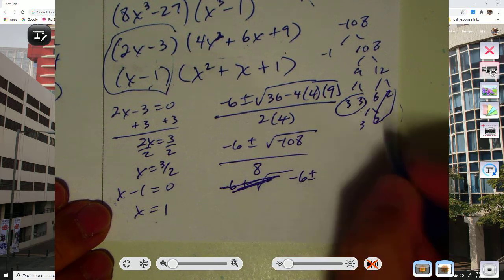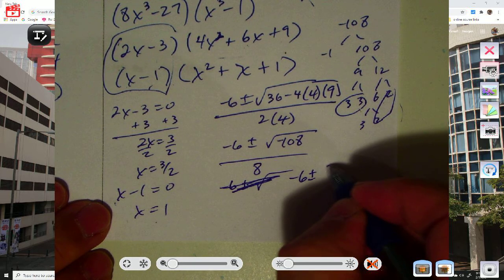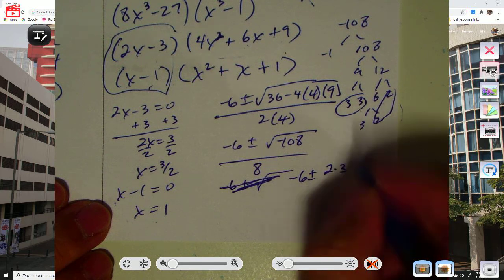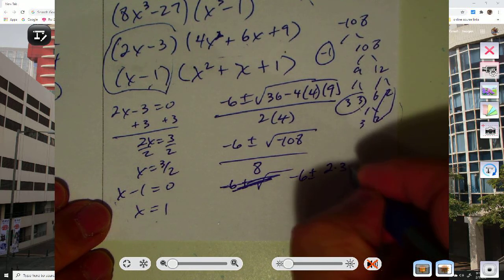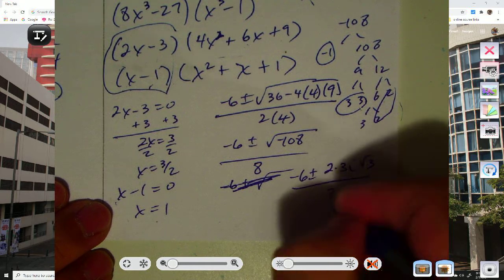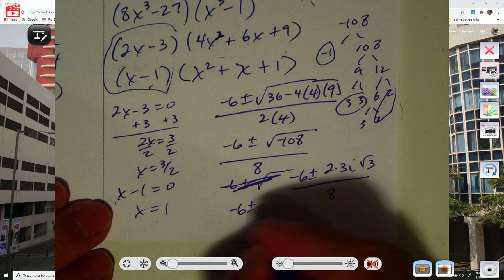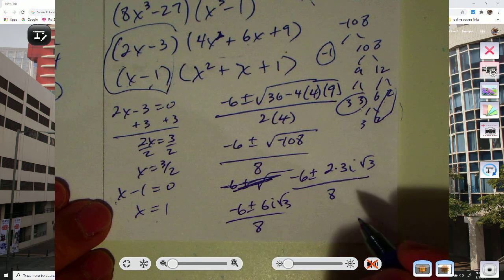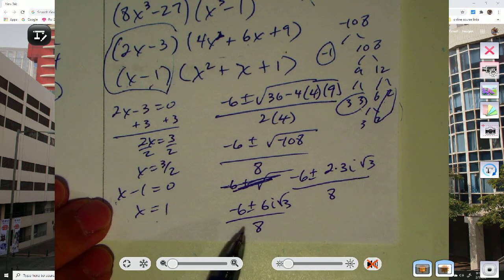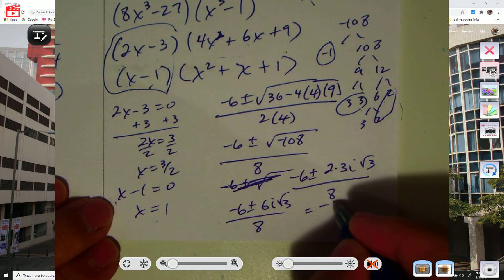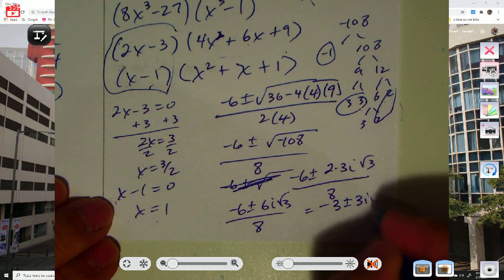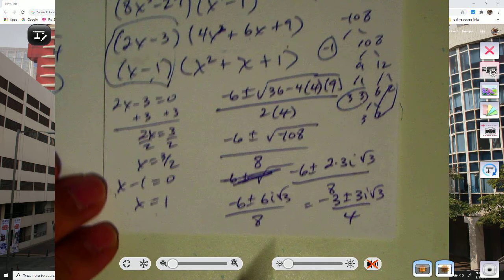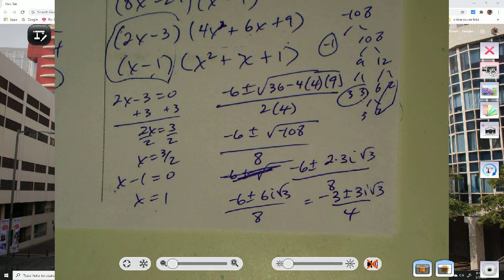Negative 6 plus or minus. Pair of 2's comes out. A 3 comes out. And that negative 1, don't forget the negative 1. I comes out, and I have a 3 left over, all over 8. So that's negative 6 plus or minus 6i root 3 over 8. Okay? Alright, I'm not done with this one. I can reduce this. This becomes negative 3 plus or minus 3i root 3 over 4. Right? There is a common factor of 2 in all those. And I'm running out of space.